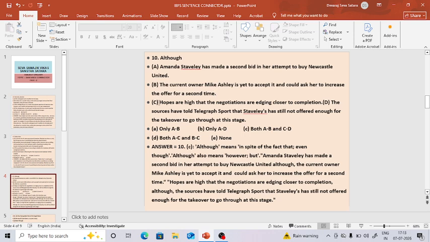Now the second, C and D. Hopes are high that negotiations are edging closer to completion, although the sources have told Telegraph Sport that Staveley has still not offered enough for the takeover to go through at this stage. So A and B can join with although, and C and D also join with although. So here from A, B, C, D, E, option C is the answer.